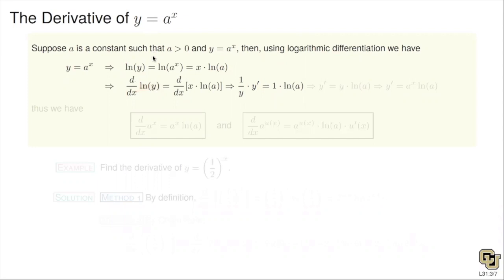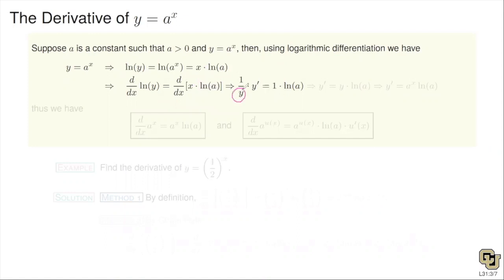And now on the other side, be very careful. Remember that the natural log of a is a constant. a is a fixed number like 2 or 3 or pi. And ln of a will be a fixed number. ln of 2, ln of 3, ln of pi, that's just a constant. So the ln of a, I can pull out completely. And I just have to take the derivative of x. And the derivative of x is just 1. So on the right-hand side, the derivative of x times ln of a is just ln of a.